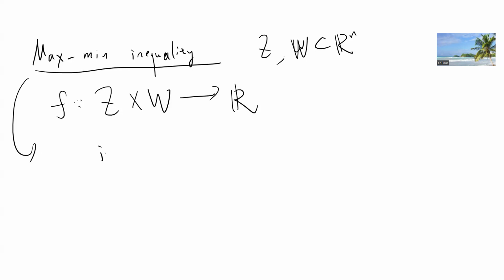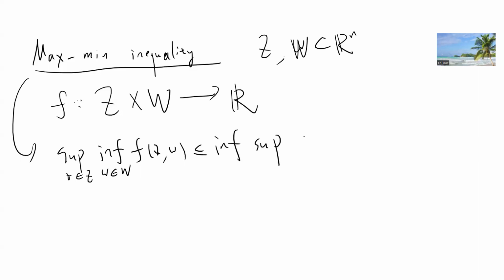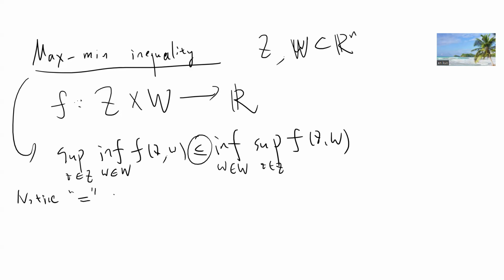If I take the infimum and the supremum, first over Z and W, then f of z and w will be less than or equal to what you get if you change the order. So you take the supremum over z and then the infimum over w. Okay, so this is called the max-min inequality. Notice that this equality may not hold.